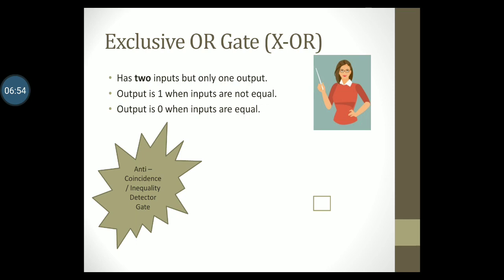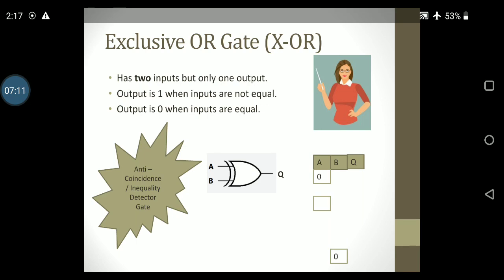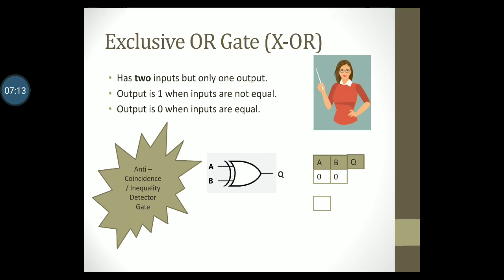The logic diagram for the XOR gate looks like this. Let us write the truth table for the XOR gate. Start by writing the inputs A and B followed by Q. If A is 0 and B is 0, in other words, both these inputs are equal, then the output of the XOR gate will be 0.